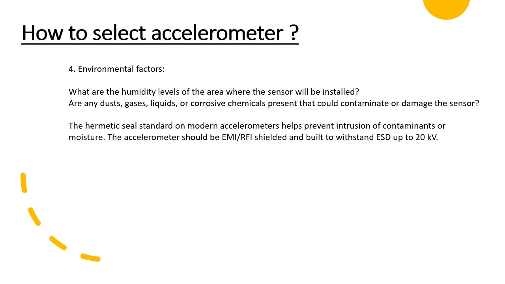Another important parameter to consider is the environmental factors. We need to consider the humidity level, dust contamination, gases, liquids or corrosive chemicals present in the environment, which could possibly cause contamination or damage to the sensor. Modern day sensors come with a hermetic seal standard to prevent these contaminants and avoid the entry of moisture inside the sensor. We may also face electrical interference where we mount the sensor, so we need to ensure our sensors are electromagnetically shielded. Also, modern sensors now come with the capability to withstand electrostatic discharge up to 20 kilovolts.